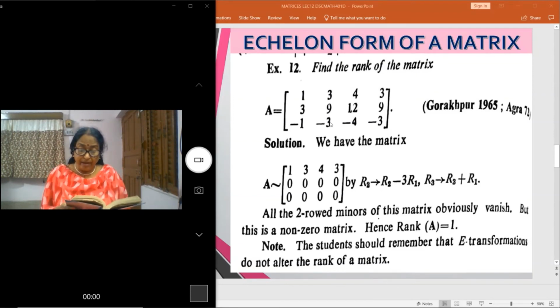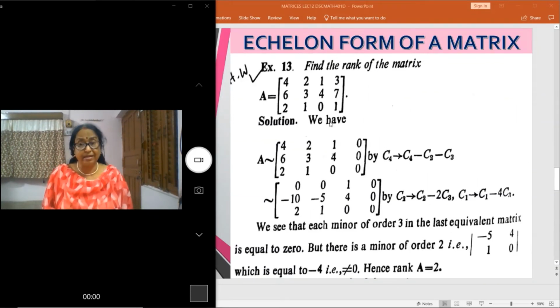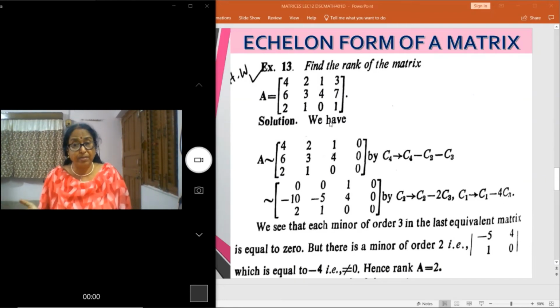Now, find the rank of this matrix. Here, in this matrix, we give only the column transformation so that the last column becomes 0. You give in echelon transformation either only the row transformation or only the column transformation. Here we see that the second column plus third column, when added, becomes equal to the third column.